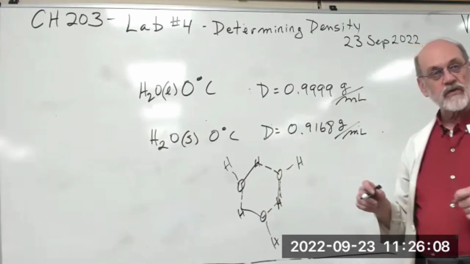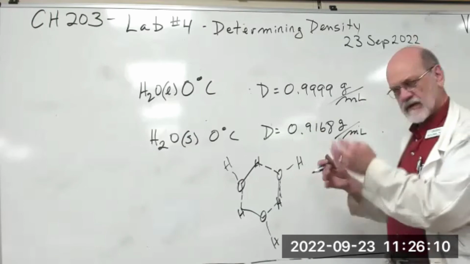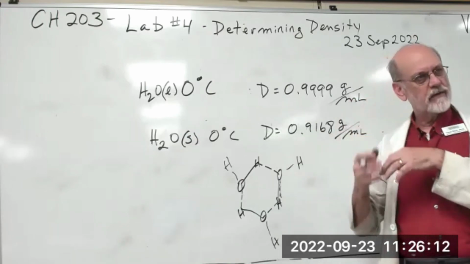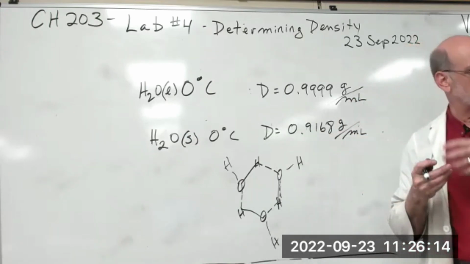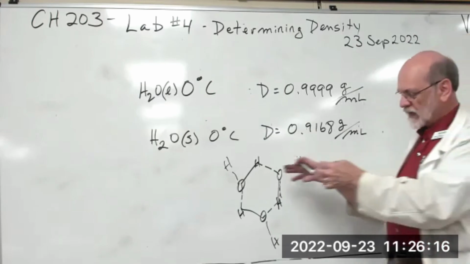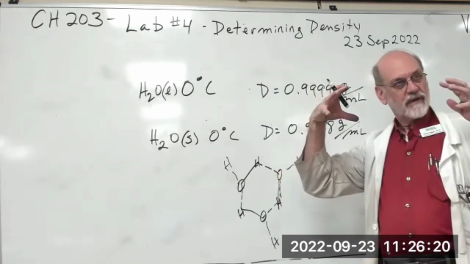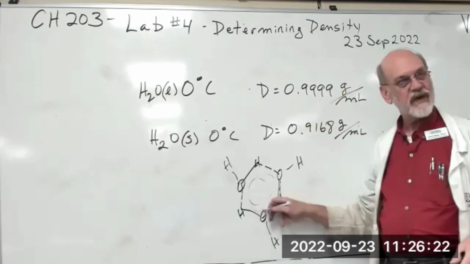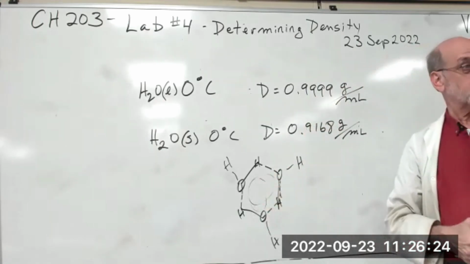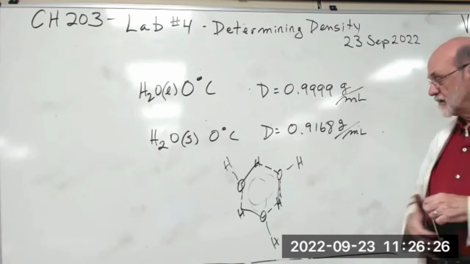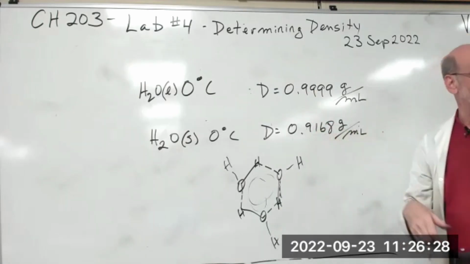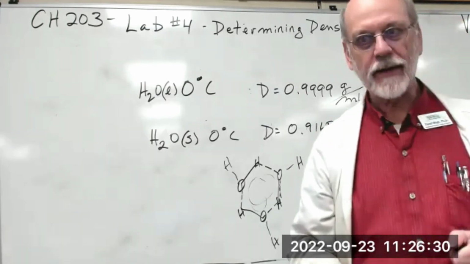Well, in order to do that, in the liquid phase, they're all just kind of in there together, right, with a certain amount of space between them. But when they form this regular hexagonal shape, they go like that. Got all that free space in the middle. That's where the extra volume comes from. When it freezes, it expands. Okay.